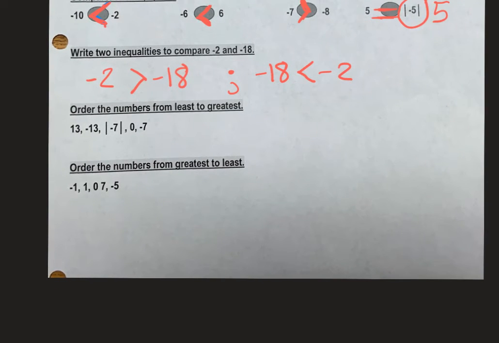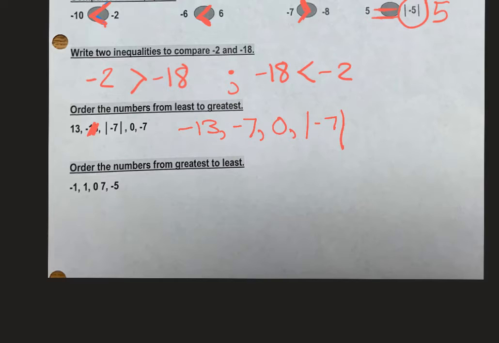The next one says to order them from least to greatest. So looking at those numbers, we have 13, -13, the absolute value of -7, 0, and -7. Which of those numbers is the smallest value? Ella? -13. Okay, what one are you going to put next? So you cross that one off. -7. Okay, good. And then what? Hold on. 0's next.